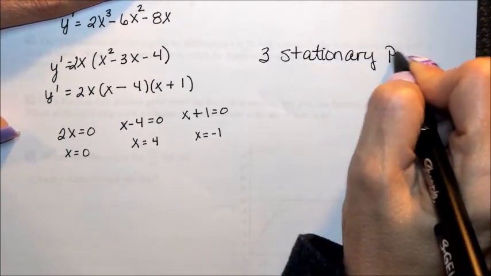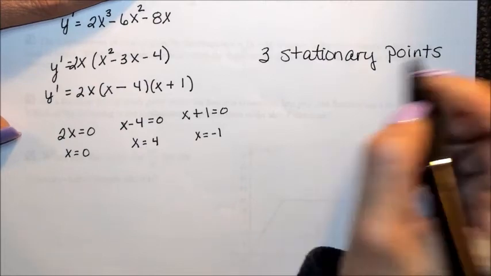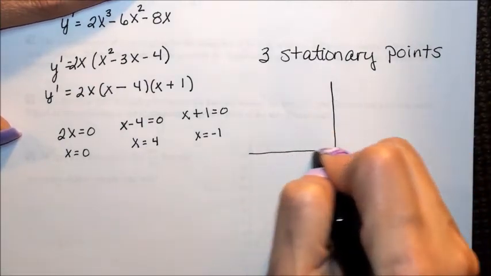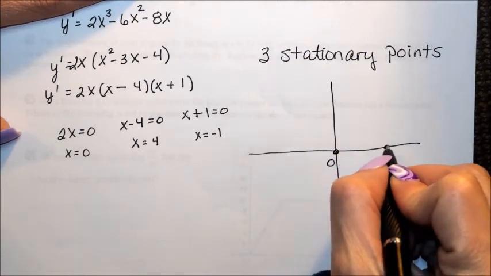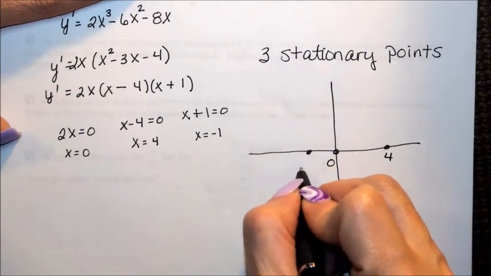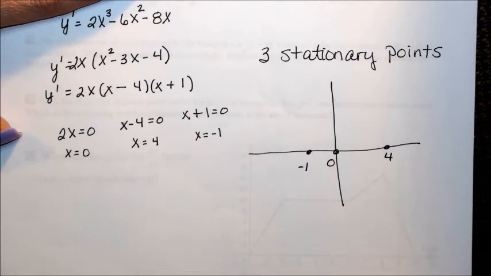Now, just to make sure we understand what's going on with stationary points. At 0, I have 1. At 4, I have 1. And at -1, I have a stationary point. Okay?